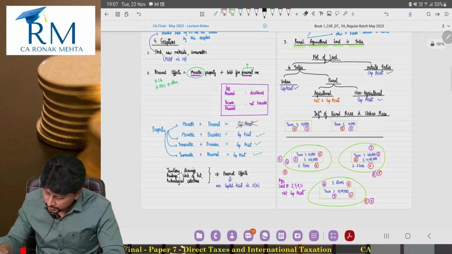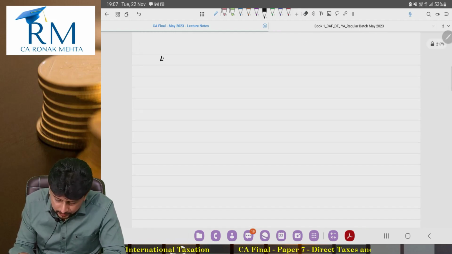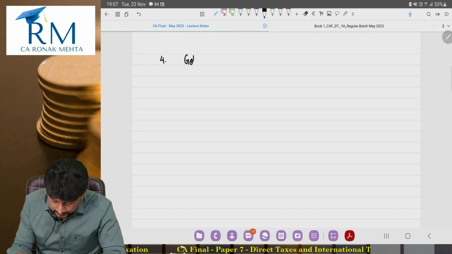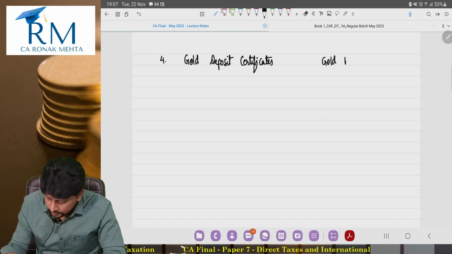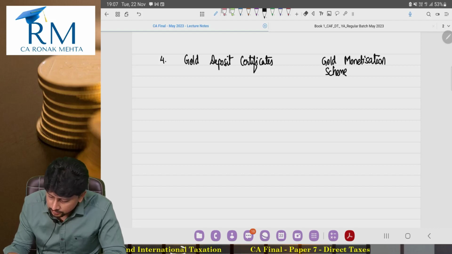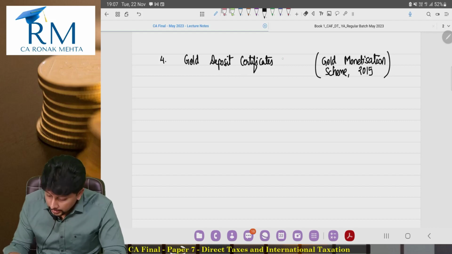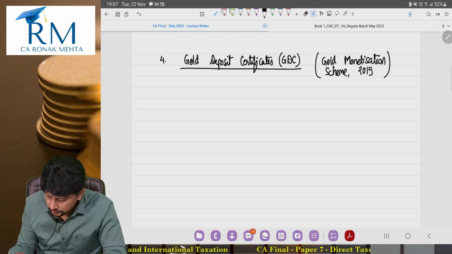Chalo, finishing it, fourth and the last exception. We are doing the definition of capital asset. Fourth exception, called gold deposit certificates. There was something started by this government in the year 2015. The Modi government started something called the Gold Monetization Scheme 2015. According to this scheme, gold deposit certificates are issued.